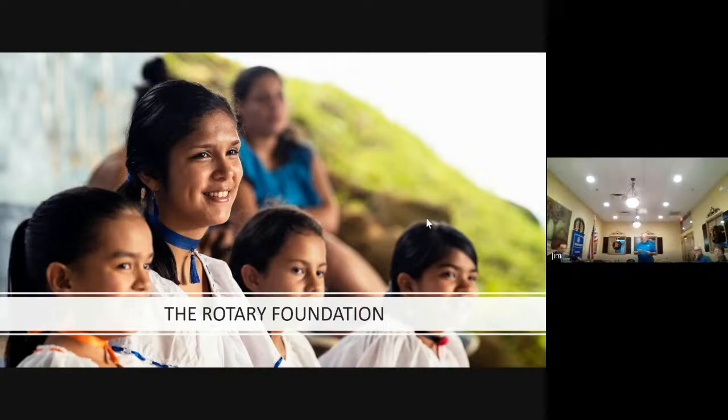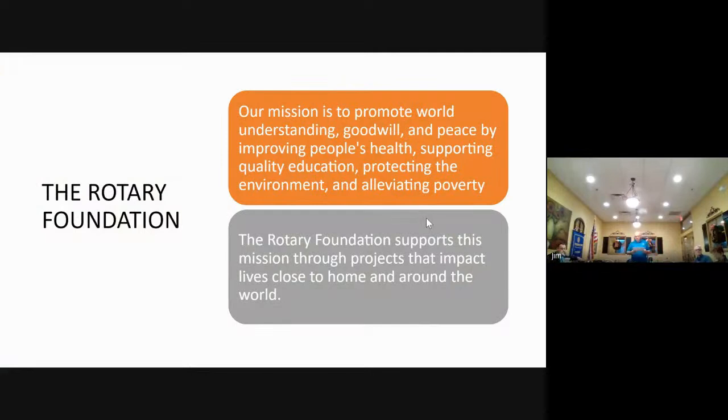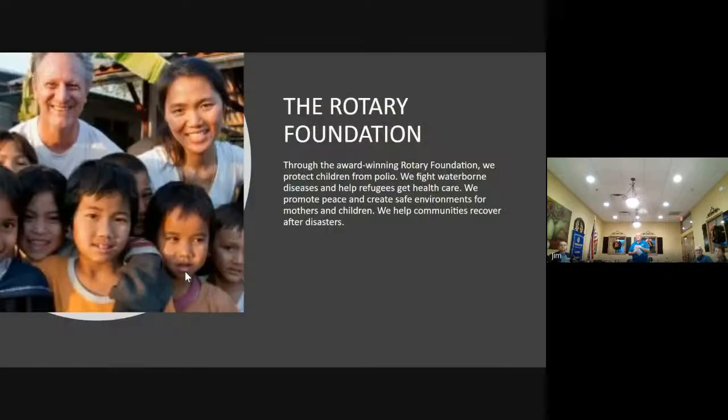Next screen, Corey. So it says, our mission is to promote world understanding, goodwill, and peace by improving people's health, supporting quality education, protecting the environment, and alleviating poverty. The Rotary Foundation supports this mission through projects that impact lives close to home and around the world. Next.